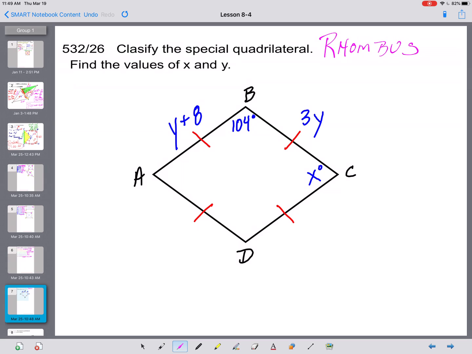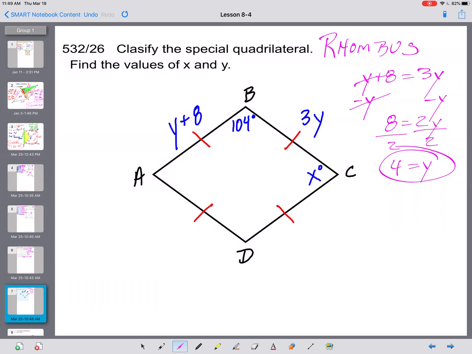Okay, now find the values of x and y. Well, let's see what we know. Hey, for the y's, all the sides are the same. So we know that y plus 8 would have to equal 3y. There we go, minus a y here, minus a y here. 8 equals 2y, divide by 2, divide by 2. 4 equals our y. We got that.